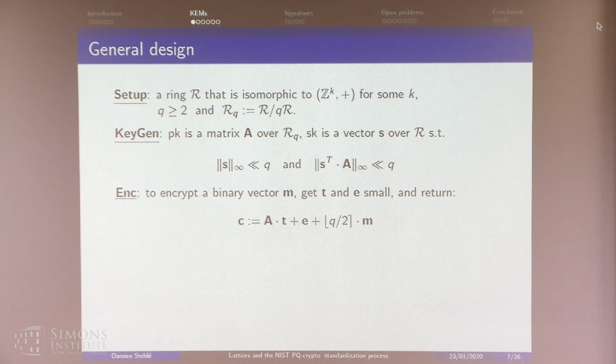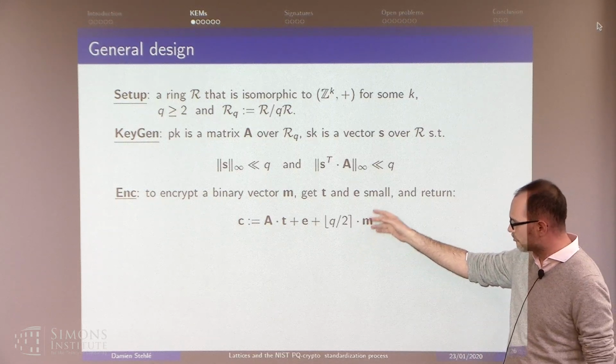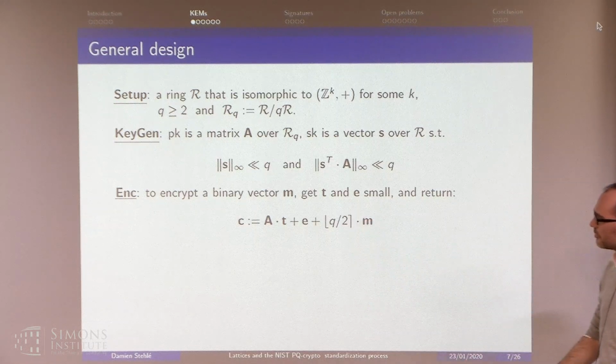How do we encrypt? So the public key is A. So to encrypt a binary message M, which is potentially a vector, we build T and E small compared to Q, and we return A times T plus E plus, say, Q over 2 times M. So also this choice is a bit arbitrary. There are other options. Okay, so now how do I decrypt? I just multiply by S and round.